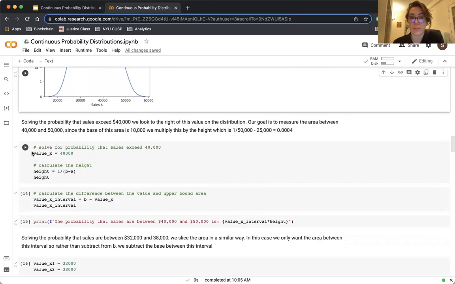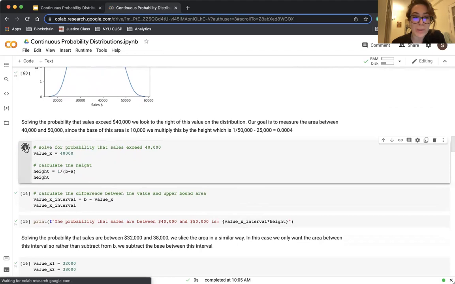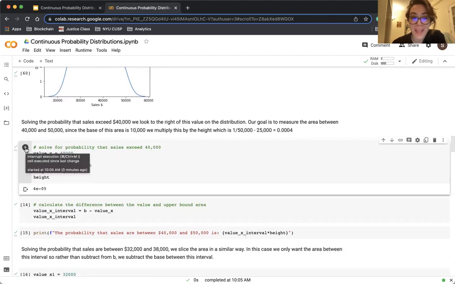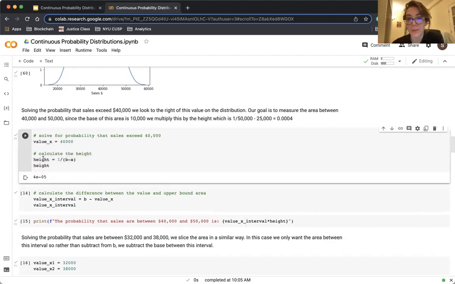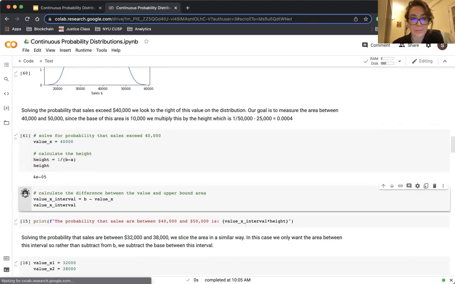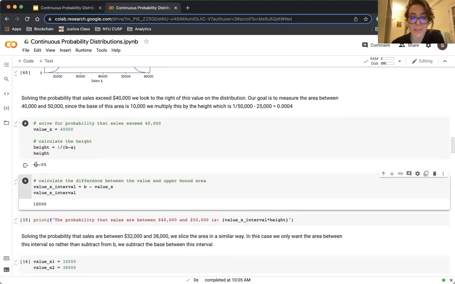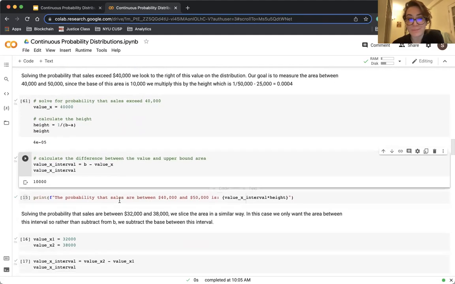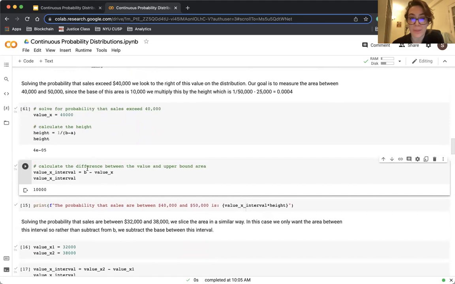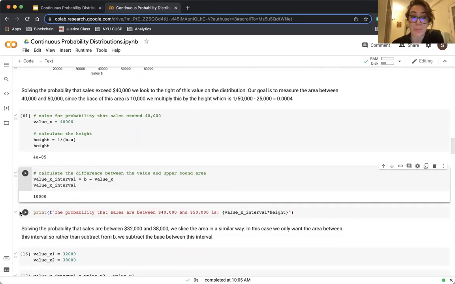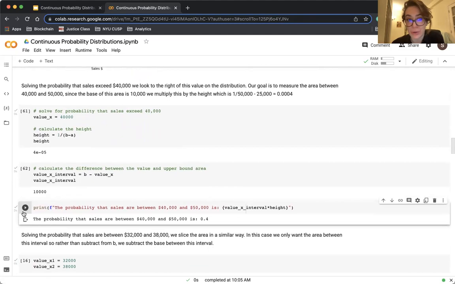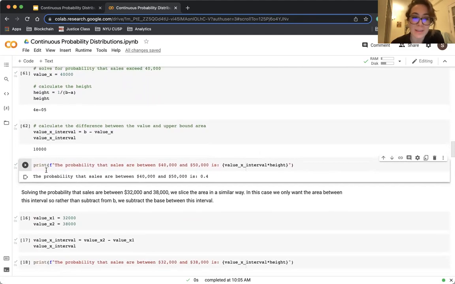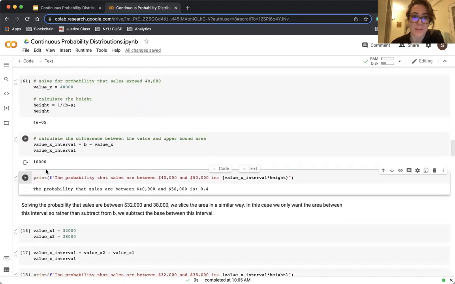If we wanted to solve for the probability that sales exceeded a certain value, we would calculate the height and then take that difference between the value and the upper bound area. And because we're looking for above 40,000, we would subtract that from the upper bound and get the probability of that area under the curve, because we're multiplying it by the height. So we can say the probability that sales are above this value is 0.4.